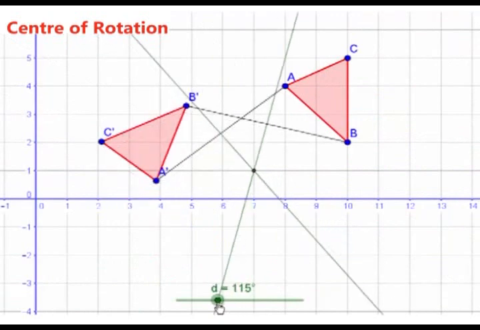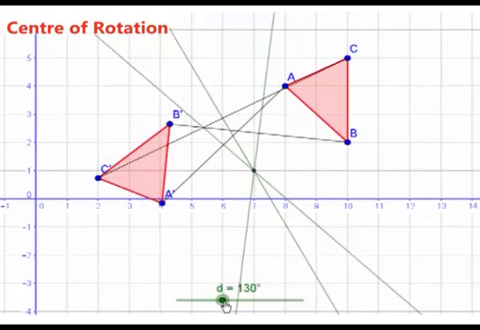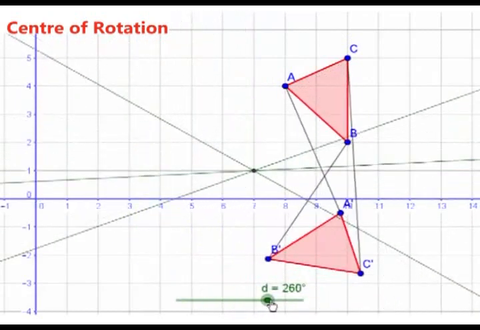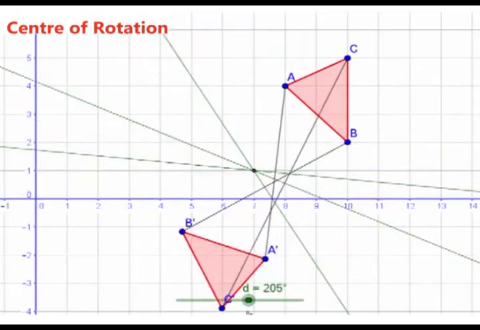And of course, I could have joined C and C prime as well. And find the perpendicular bisector, and you see they meet at the same point. And now we have 3 perpendicular bisectors intersecting at the same point, 7,1, which is the center of rotation.